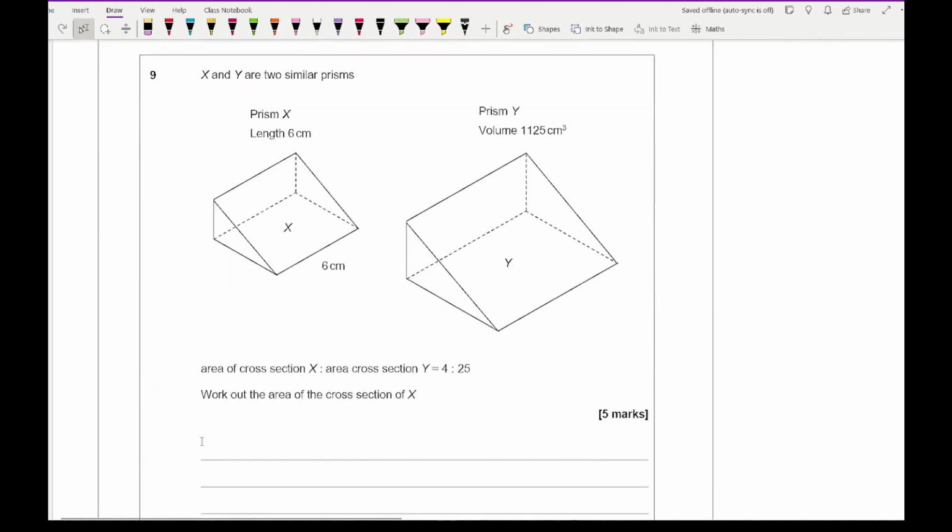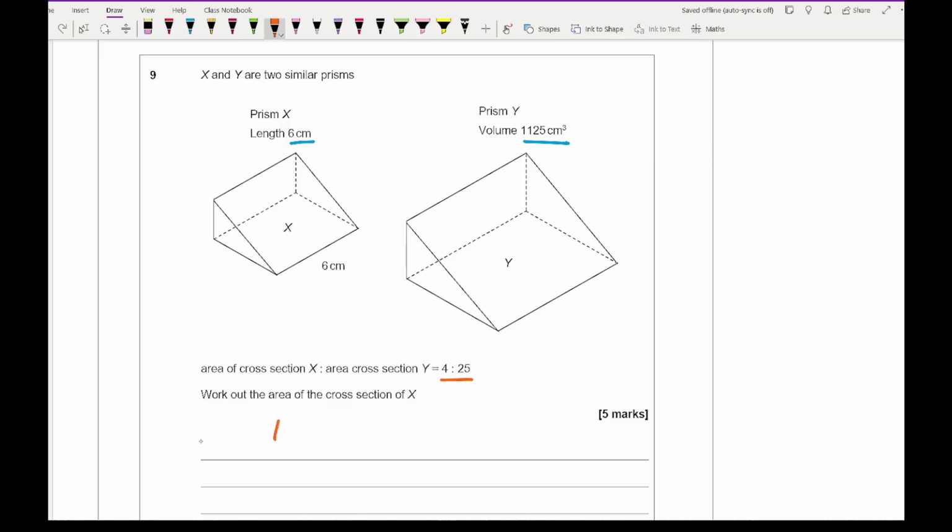Then moving on to our last question, it says X and Y are similar prisms. The length of X is 6. The volume of Y is 1125, and the question's saying that the ratio of the area of X to the area of Y is in the ratio 4 to 25, and the question's asking us to work out the cross-sectional area of X. So let's have a look at what we've got.